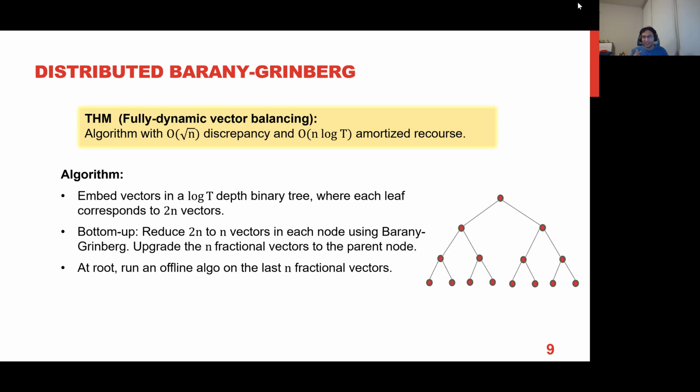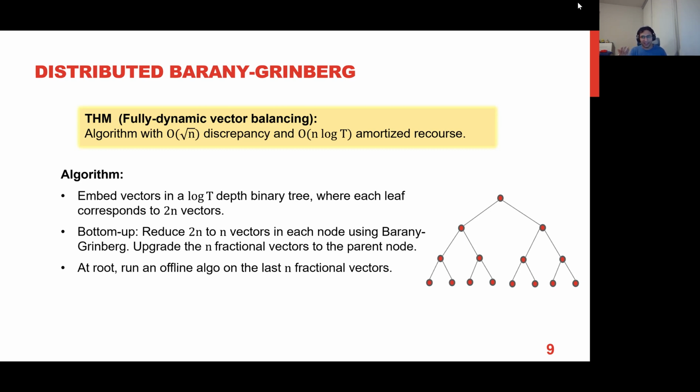Now apply the Barani-Greenberg algorithm that we saw on the last slide to reduce the 2n vectors in a leaf to n fractional vectors, and think of upgrading them to the parent. So each leaf sends n vectors to its parent. Now notice the second-last level nodes are getting n vectors from each of their children, so they'll again have at most 2n vectors. Again, they apply Barani-Greenberg, reduce these 2n fractional vectors to n fractional vectors, which they send to their parent, and so on.